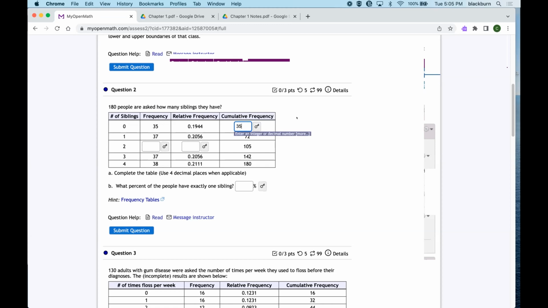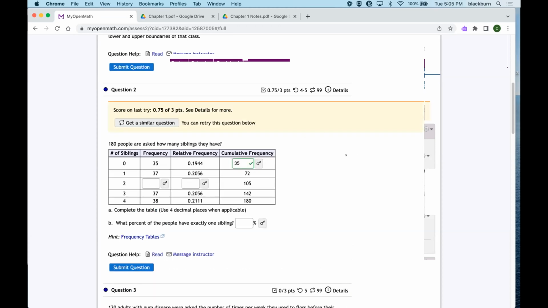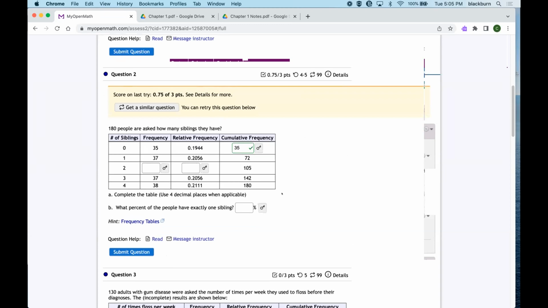And you could hit enter. Maybe you have to hit enter at the end because it took away one of my tries. All right, so then we go to this next one, 37. So 37 over 180 gave us 0.2056. And then the cumulative frequency would have been the 35 here plus 37. That's how they come up with 72.